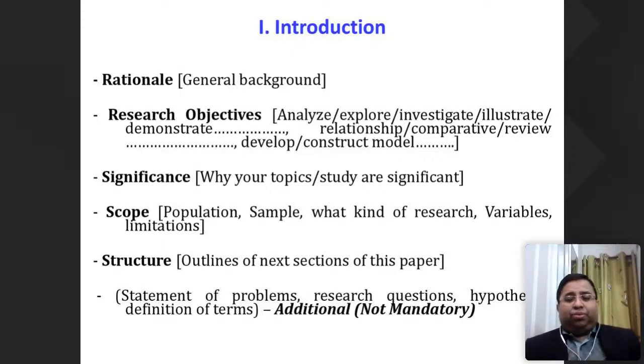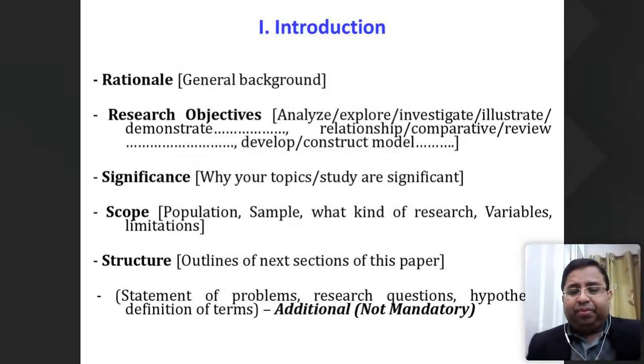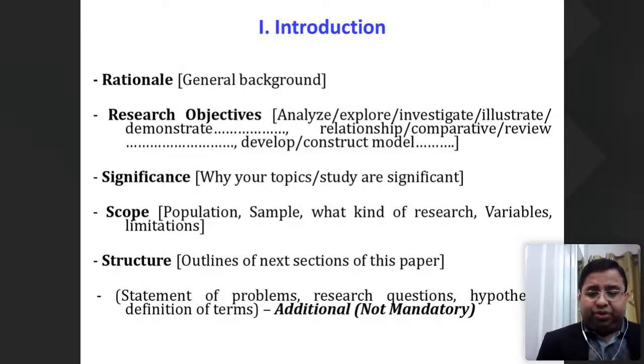And then scope. This scope could come from your population, your sample, maybe what kind of research we are doing, the variables, limitations, something like that. So what I said is that the scope will come from your population. Let's check your population size, your sample size, what kind of research you are doing, how many variables there are in the model, and what kind of limitation there is in the research. So it is part of the scope. Try to emphasize these few comments: population, sample, what kind of research, variables, limitation, something like that.